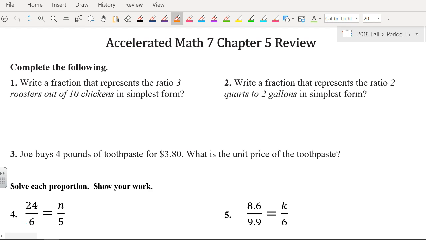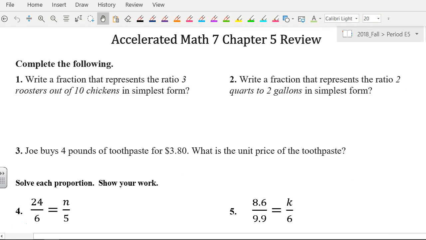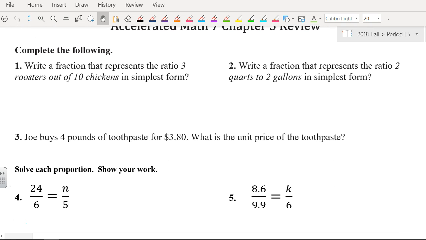So, writing a fraction that represents the ratio of 3 out of 10. Okay, how do we do that? Yep, 3 roosters out of 10. Anybody know how to write that fraction in simplest form?